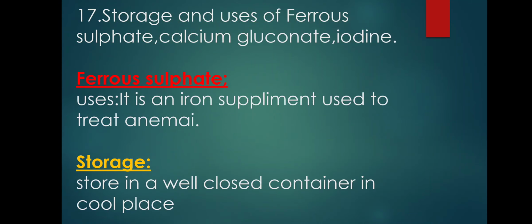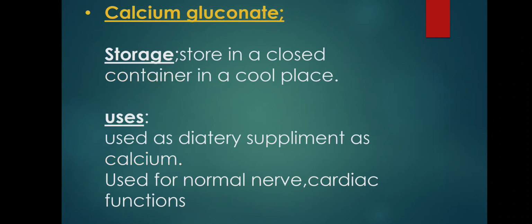Storage and uses of ferrous sulfate, calcium gluconate and iodine. Ferrous sulfate is used as an iron supplement to treat anemia. Storage: store in a well closed container in a cool place. Calcium gluconate: store in a well closed container in a cool place. It is used as a dietary supplement of calcium. If calcium is low in our body, then you give this calcium gluconate in the form of syrup.